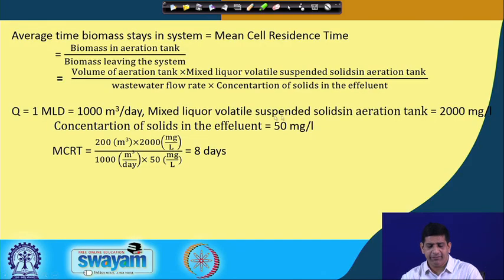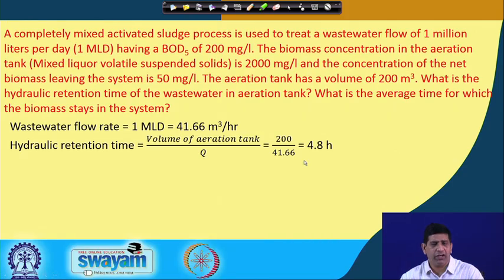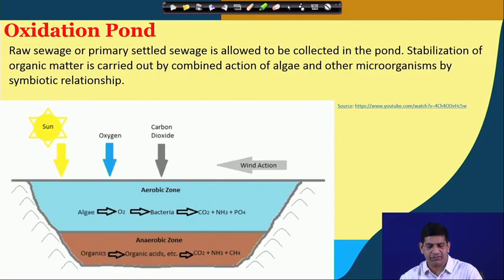Again, for 1 MLD, the mixed liquor suspended solids is given as 2000 milligrams per liter, and the concentration of solids in the effluent is 50 milligrams per liter. We just plug these into the equation: 200 meter cube times 2000 milligrams per liter, divided by 1000 meter cube per day times 50 milligrams per liter, and you get 8 days as the mean cell residence time. So, these are the ways you can calculate all those numbers in your calculations.